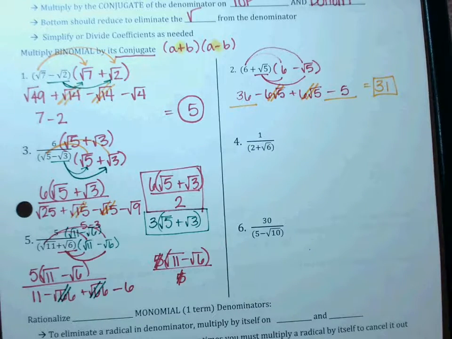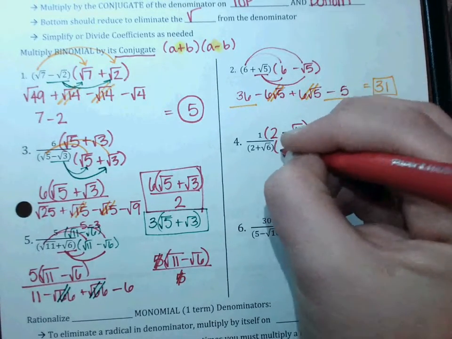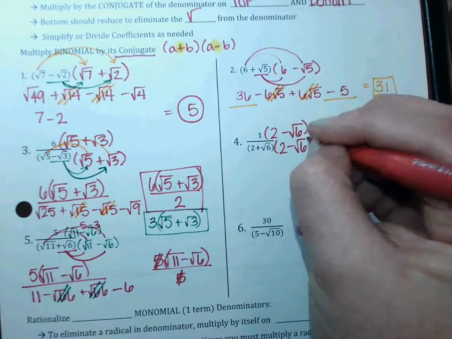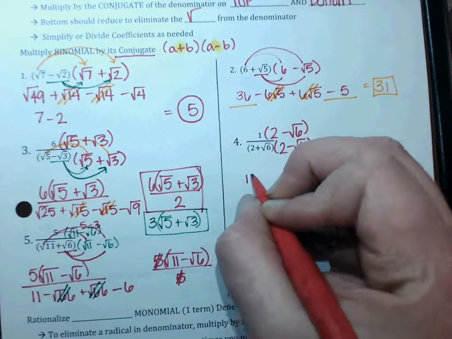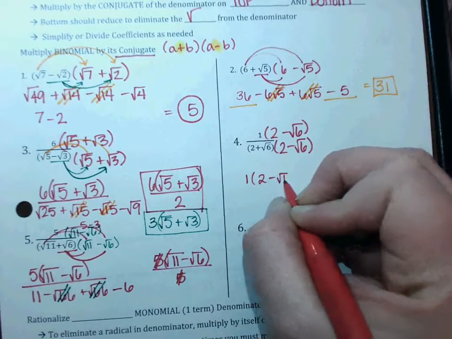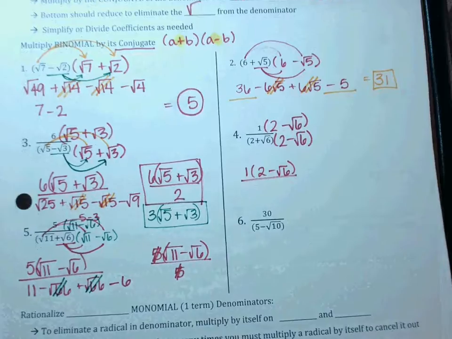Okay, let's do one more. Let's do number 4. Okay, look at the top. We have a 1 on bottom. We have a 2 plus root 6. The conjugate of that would be 2 minus square root 6. So on top, I have 1 times 2 minus root 6. Then the bottom, we're going to multiply it out.